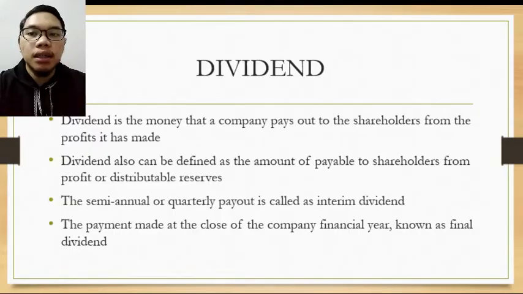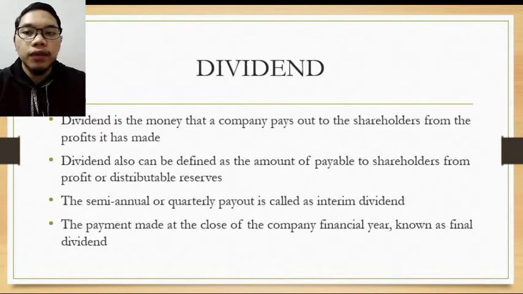A dividend is the money that a company pays to its shareholders from the profit it has made. These payments can be made in cash or by the issuance of additional shares, as in the dividend script. However, dividend also can be defined as the amount payable to shareholders from profit or distribution reserves. Companies listed on the stock exchange are usually obligated to pay out dividends quarterly or semi-annually. The semi-annual or quarterly payout is called an interim dividend. The final payment typically made at the close of the company's financial year is known as the final dividend.